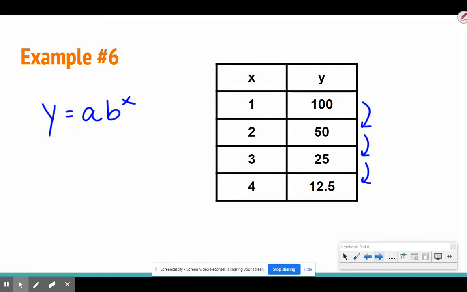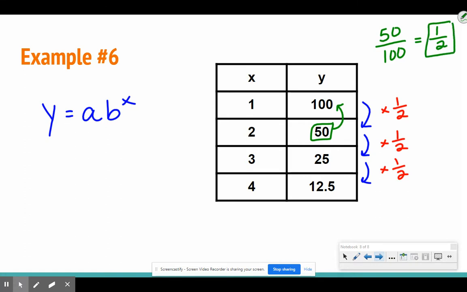Dividing by 2 is the same thing as multiplying by 1/2. If you're still unsure on how I got to 1/2, you can always take your second number, 50, divide it by the first number, and that will give you your decay factor, what you're multiplying by. We'll do that a couple times in the next few examples. But first, let's look at what the equation would look like.